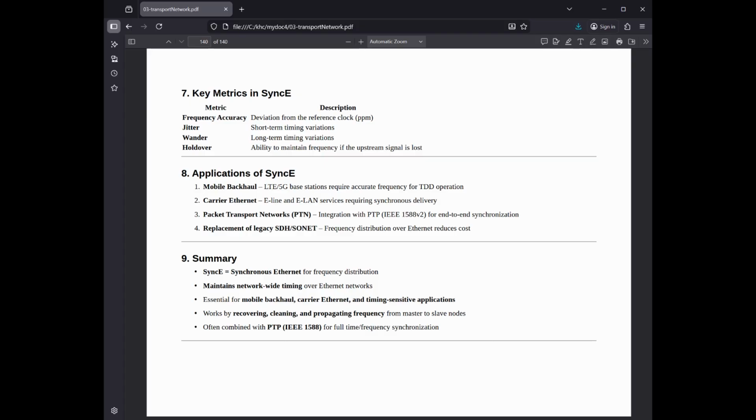Why it matters: holdover provides survival time. It gives network engineers a window, usually several hours to a day, to fix a fiber cut or GPS failure before the mobile towers in that area completely lose synchronization and shut down.